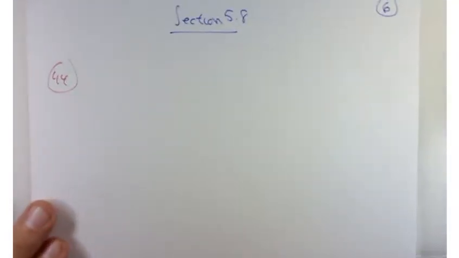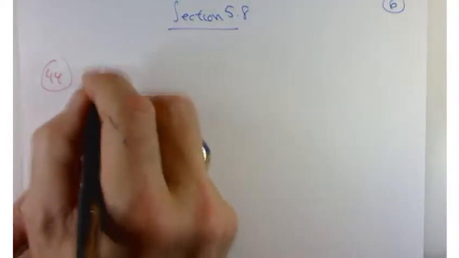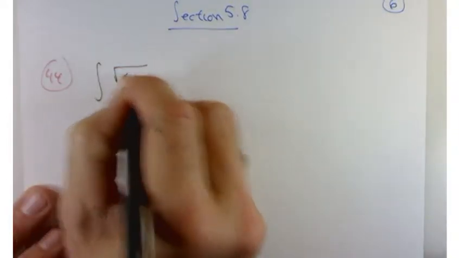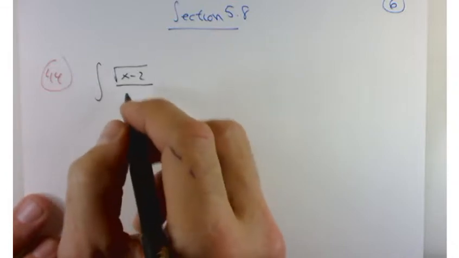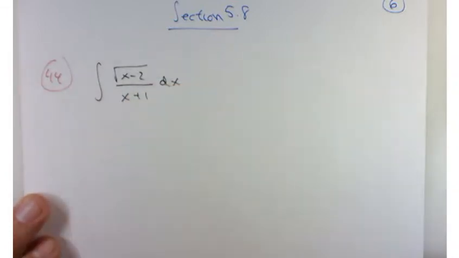Okay, so problem number 44, still in section 5.8. It gives us this integral: the integral of the square root of x minus 2 over x plus 1. And they make a suggestion.